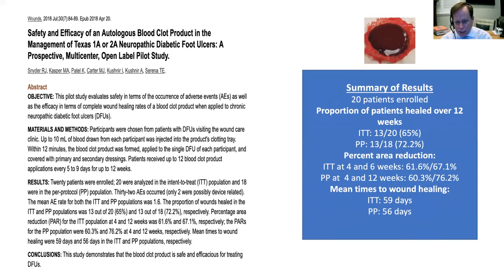But it was also interesting to look at the percent area reduction based on the study that we had done in 2010. The intent to treat group at 6 weeks was about 67%. The per protocol at 12 weeks was approximately 76%. And the mean time to healing was in essence the same, somewhere between 56 and 59 days.